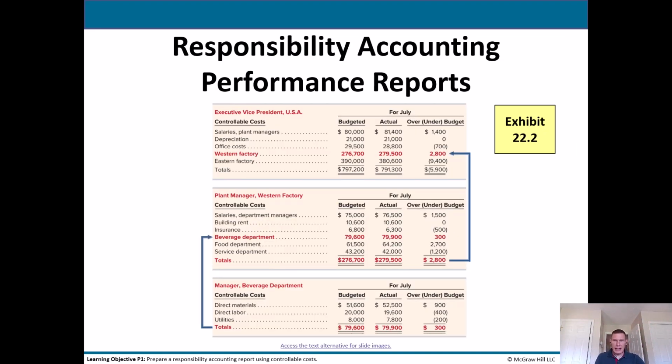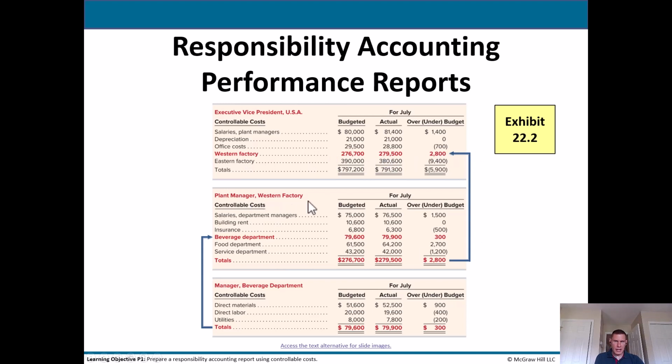Responsibility accounting performance reports, this is just one example of how this could look. Every company will do this a little differently. Executive Vice President USA, for July, we've got the salaries for the plant managers. Obviously, these are controllable costs for this person. Budgeted was 80, actual was 81.4, so they went over by 1,400, and so on and so forth. And then if we look at the Western factory, 276.7 was budgeted. They were 2,800 over, at 279.5.